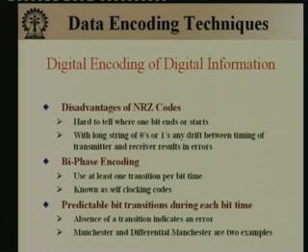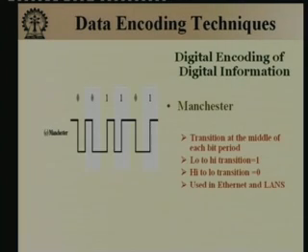So, there is biphase encoding which uses at least one transition per bit time. If you use at least one transition per bit time, the sender and the receiver clocks can remain in very close synchronization with each other, and that is a nice property. There are also predictable bit transitions during each bit time, so the absence of a transition indicates an error. Two examples are Manchester and differential Manchester. So, this is Manchester encoding.